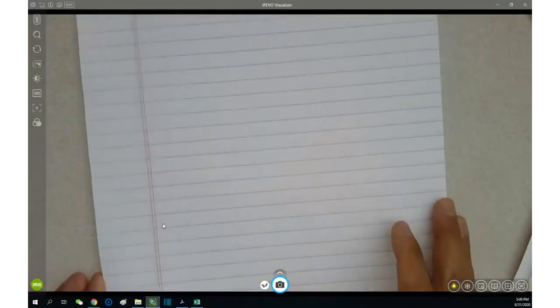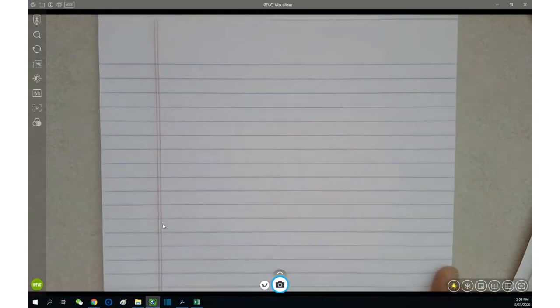Can you guys see my notes? Of course, which is blank. I mean, can you see my notebook? All right, good.